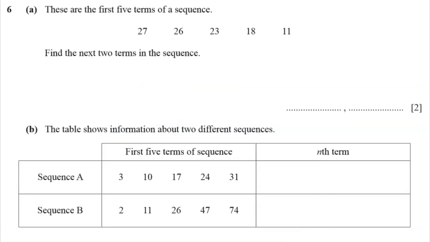Question 6. These are the first 5 terms of a sequence. What are the next 2 terms? All right, so we just have to work out what's going on here. Always start by just seeing if you can add or subtract. Oh, well, it's -1, right? And then it's not -1 anymore. What is happening is it's -3. And then what's happening? Oh, it's -5. And then -7. So there's like a pattern here.